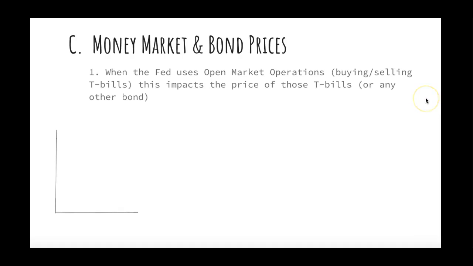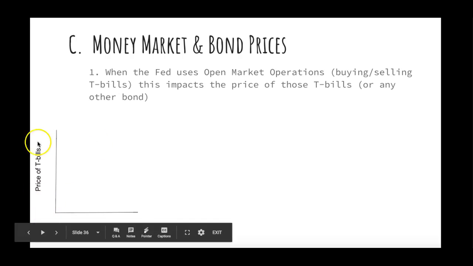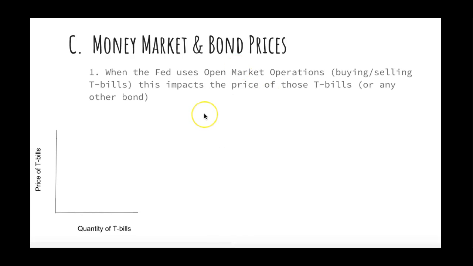So first off, we have to look at its basic supply and demand. Just like before when we talked about supply and demand, this axis is the price of the treasury bills or any other bond, and this is going to be the quantity of T-bills, so the quantity of treasury bills that are out there.